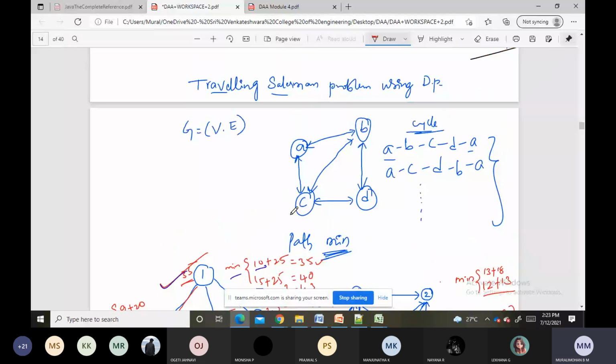So we were discussing the traveling salesman problem using dynamic programming, and here the problem says the salesman will be starting from a vertex, and he will visit all the vertices, and he should return back to the same vertex from which he started, and we will consider the shortest distance he should follow to complete his tour, right?